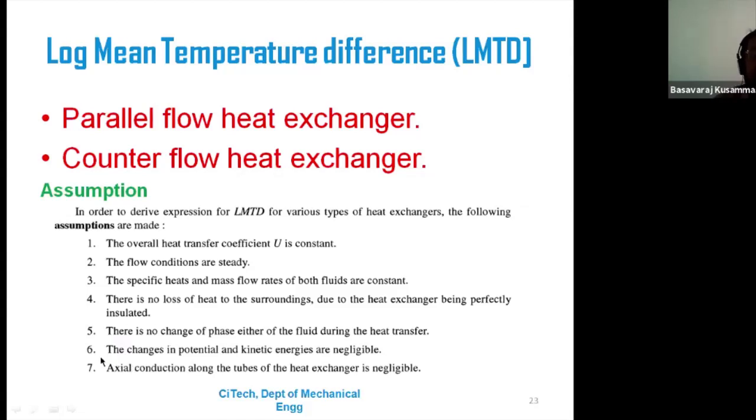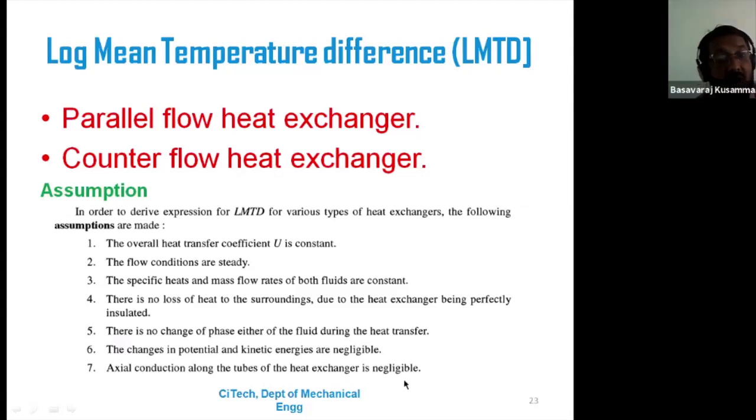Then the sixth is that the changes in potential and kinetic energy are negligible. They may change, but as per the assumption, the changes in the kinetic energy and potential energy of the fluid we are considering in the heat exchanger are negligible. And the seventh is that axial conduction along the tubes of the heat exchanger is negligible. What is axial? Axial means along the axis. As per the assumption, we are not considering conduction along the axis of the fluid, so axial conduction along the tubes of the heat exchanger is negligible.